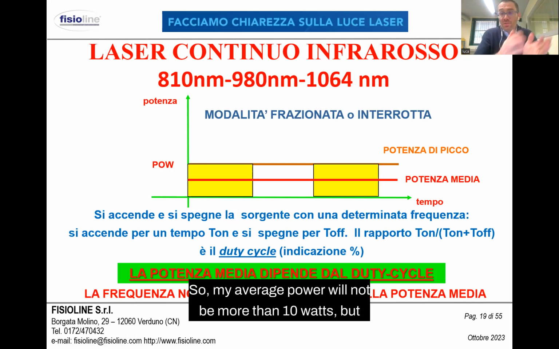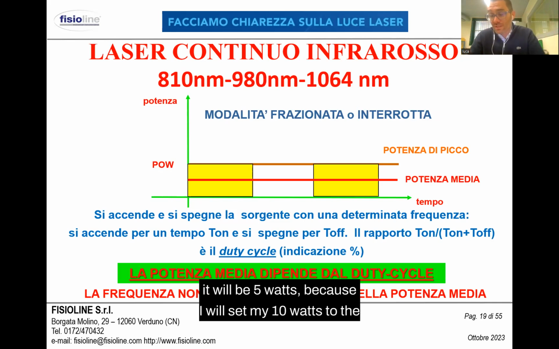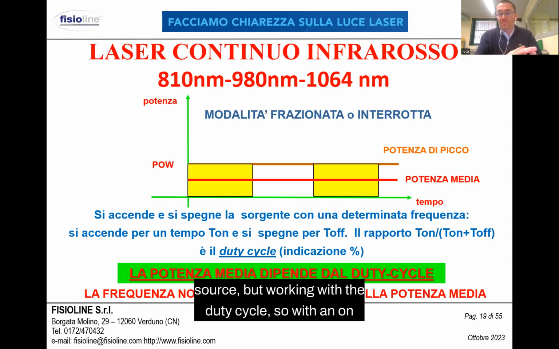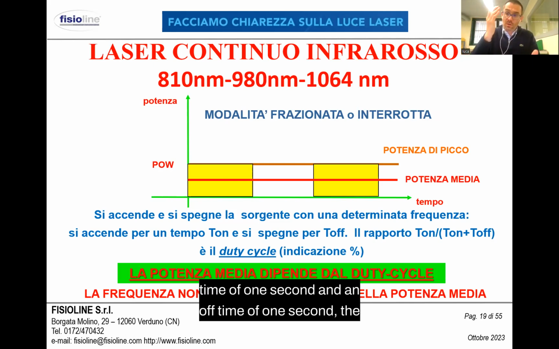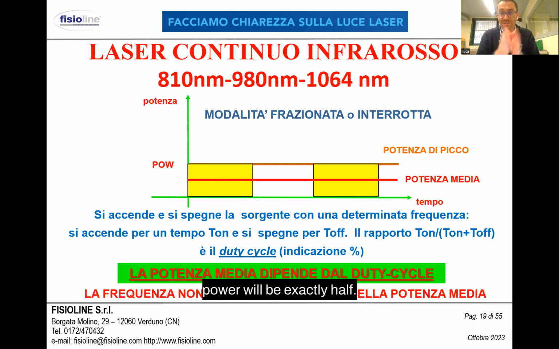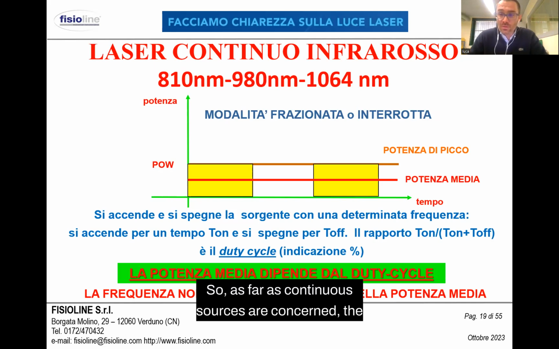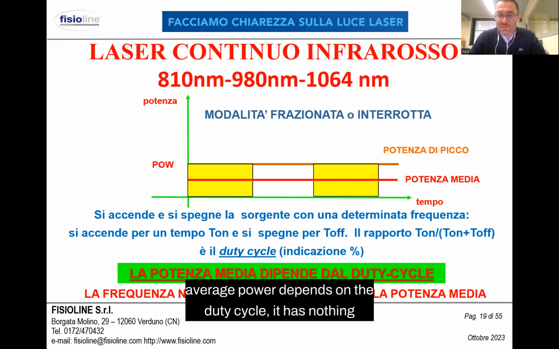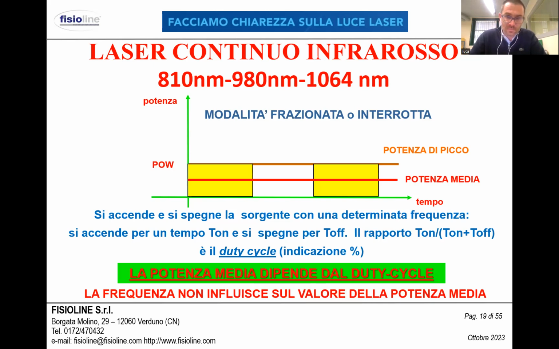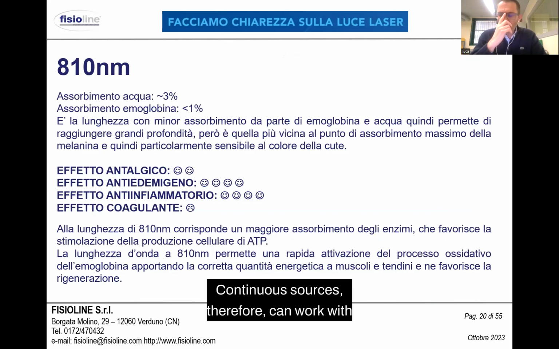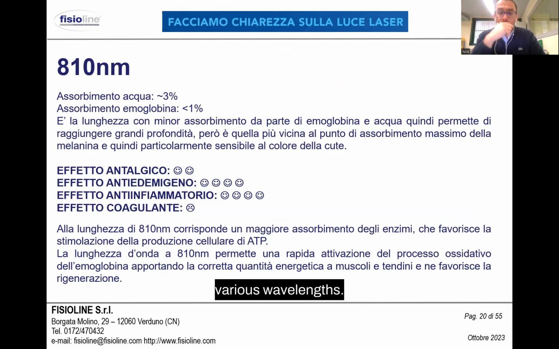So, my average power will not be 10 watts, but it will be 5 watts, because I will set my 10 watts to the source, but working with the duty cycle, so with an on time of 1 second and an off time of 1 second, the power will be exactly half. So, as far as continuous sources are concerned, the average power depends on the duty cycle, it has nothing to do with frequency. Continuous sources, therefore, can work with various wavelengths.